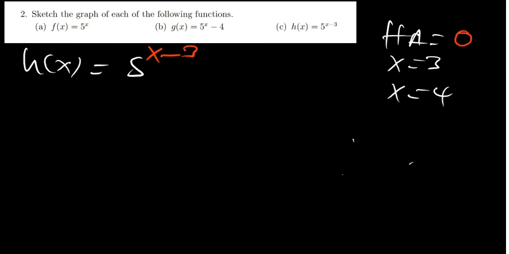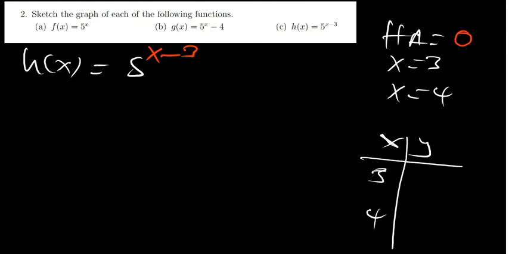Now let's see what we're going to have, the coordinates. So we have x, y. If x is 3, what will be the value of y, and if x is 4, what will be the value of y. Let's see. Now if I plug in, I have got 5 to the power, if x is equal to 3, 3 minus 3 is going to give us 0. Any number to the power 0 is 1. So if x is equal to 3, y will be equal to 1.